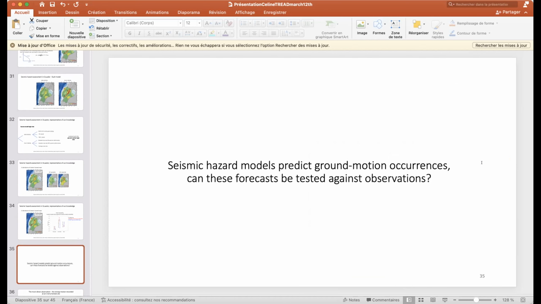Okay, so now I take a few minutes to address another topic, which is the testing of PSHA, the comparison of hazard outputs with observations. Seismic hazard models are made to predict ground motion occurrences. We build forecasts, but can these forecasts, or predictions, you can use both terms, be tested against observations?